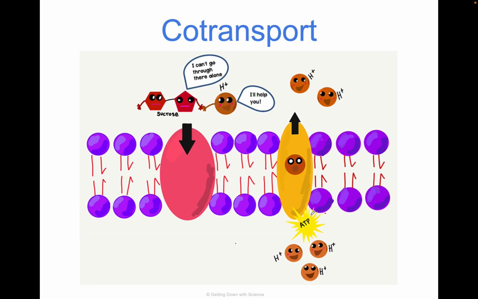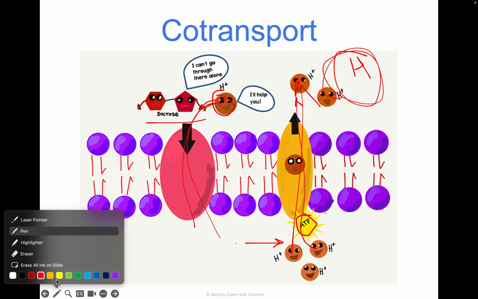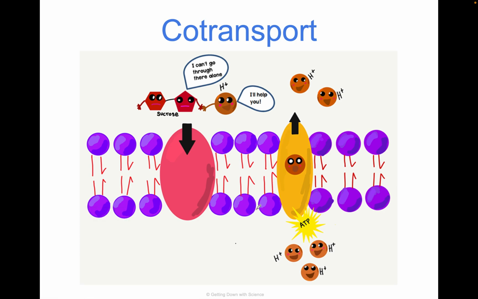And it's able to do that because ATP pumps these hydrogens out of the cell. If we pump enough hydrogens out of the cell, there's going to be more up here than there are down here. And as scientists, we know when there's a high concentration on one side and a low concentration on the other, they're going to get through. Sucrose just kind of follows along for the ride. That's your co-transport.